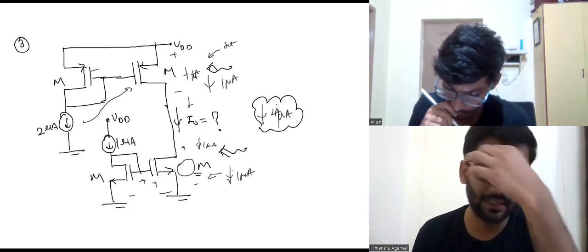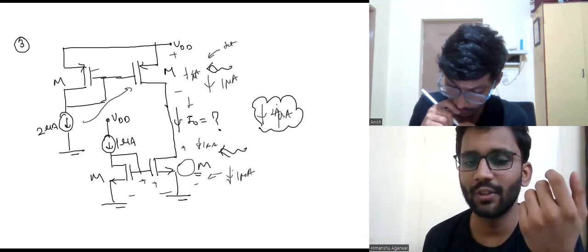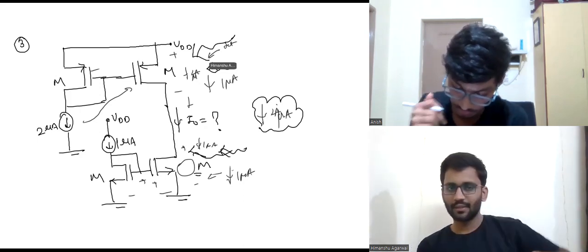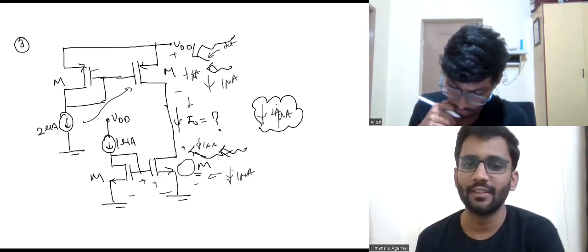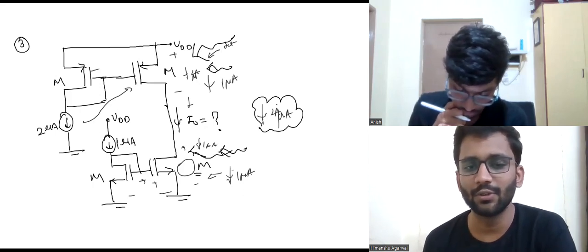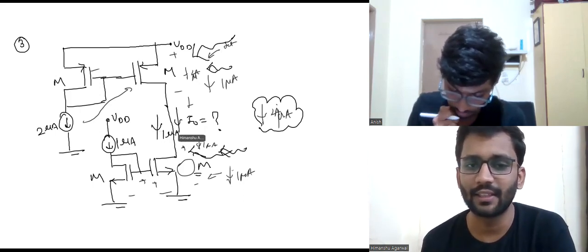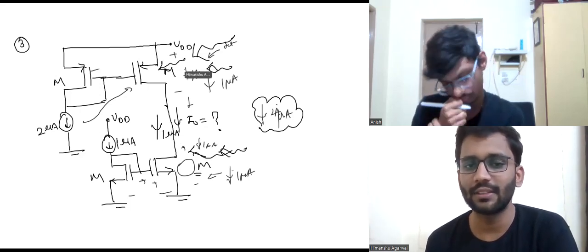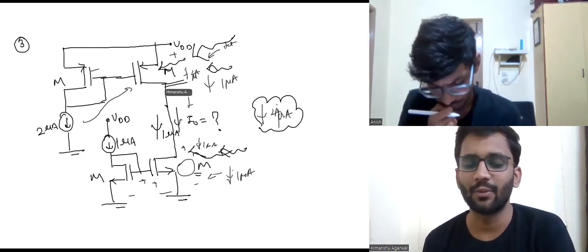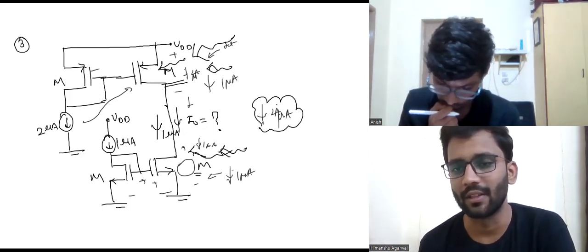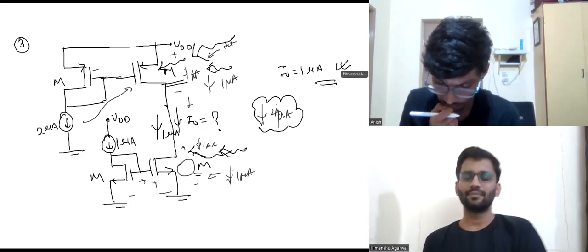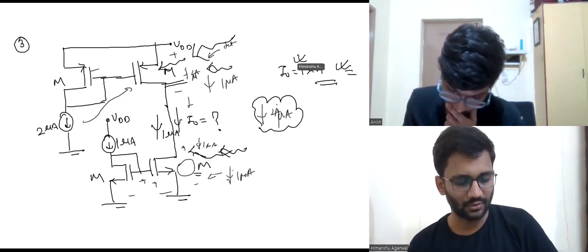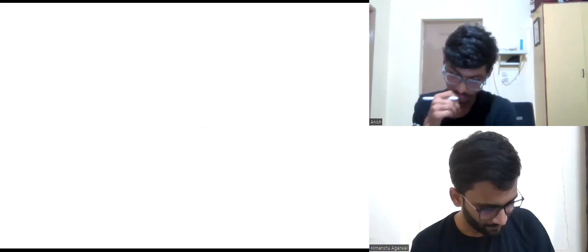Yeah, that's the approach. This one has to go into saturation and this has to go into triode, because this can't drive 2 microamps through it. If this goes in triode and this goes in saturation, I naught goes to 1 microampere, and this transistor can have 1 microampere. But if this transistor goes into saturation, then this transistor cannot have 2 microampere. So I naught would be 1 microampere. Absolutely correct, that was a good question. Let's move on to the next question.